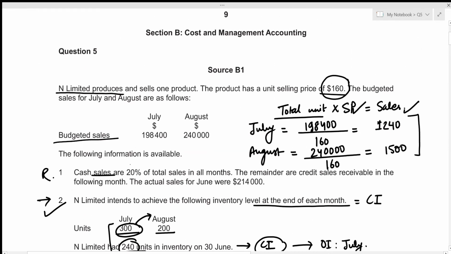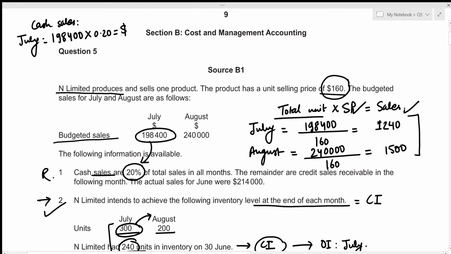And we are told that cash sales are 20% of the total sales in all months. Let's figure out the cash sales for the month of July and August. So I'm just going to write it down here. That's cash sales. So for the month of July, we are given the total sales. And out of these total sales, only 20% relates to the cash one. So that's just going to be 198,400, which is the total sales, times 20%, which you can write down as 0.20. So this gives the cash sales made in the month of July to be 39,680.